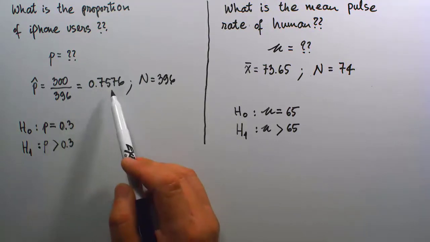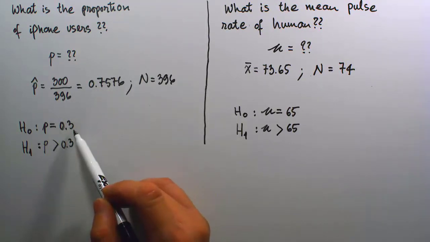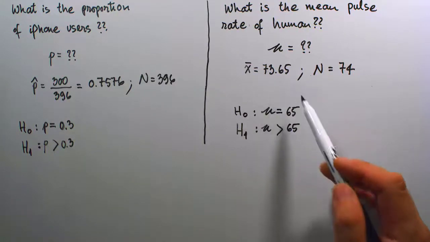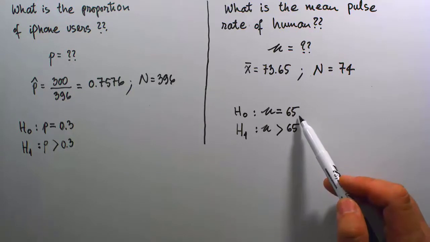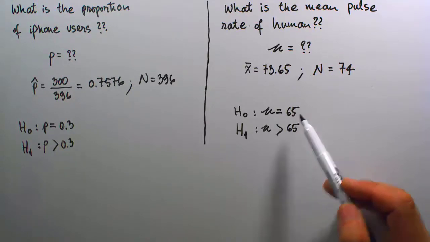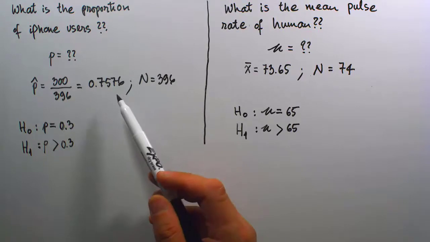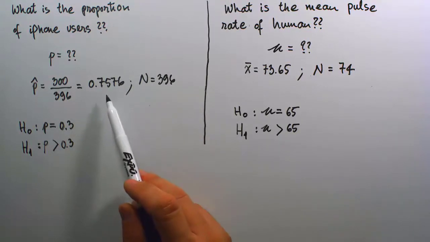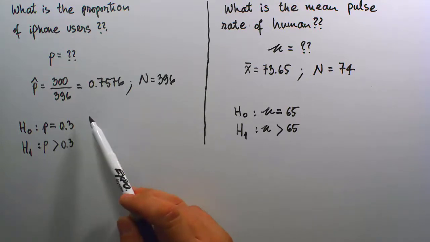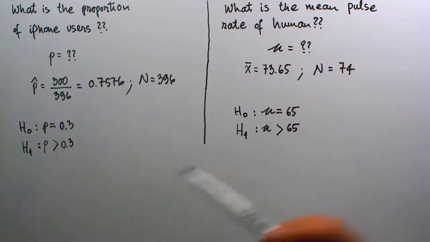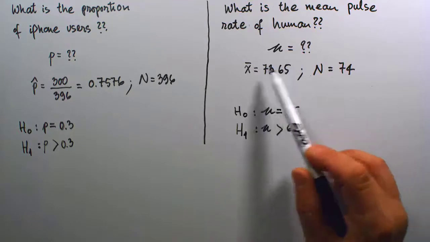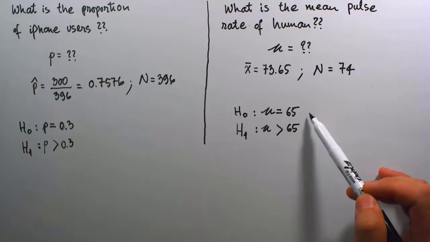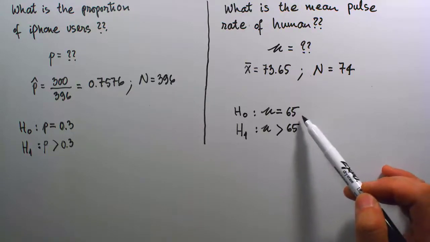Maybe this sample, 73.65, shows a value above the claim 65. But who knows, if we search for another sample proportion value, it's going to come down to 0.3 or 0.35, somewhere closer to this. Or who knows, if we search again for a different sample mean out of 74 people, it's going to come to some other sample mean that's closer to 65.